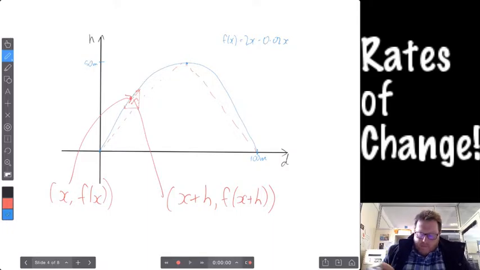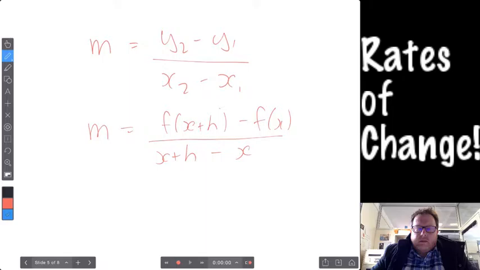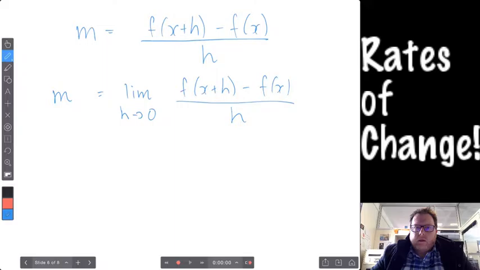And then that brought us to this limit theory, where we looked at a gradient as being the standard gradient formula, y2 minus y1 over x2 minus x1, but then said, well, let y2 be just f of x plus h, where h is a tiny distance away from x. So then the formula would be f of x plus h minus f of x over x plus h minus x, and that gets us to this concept here, which is f of x plus h minus f of x over h.